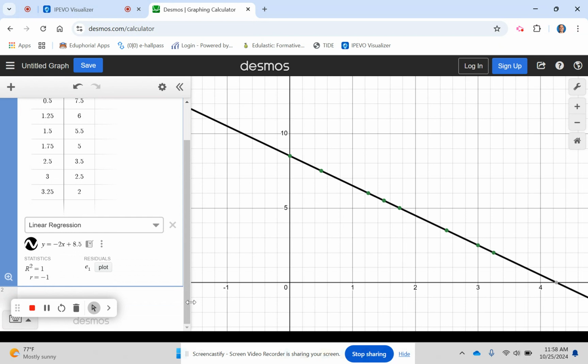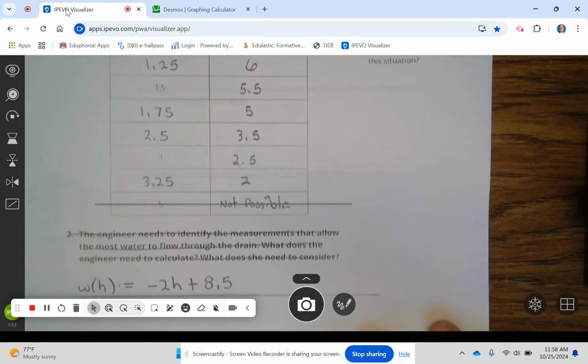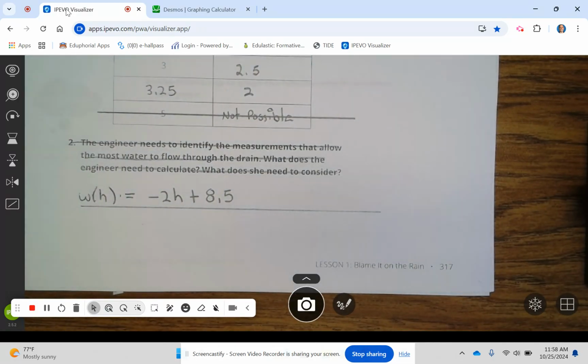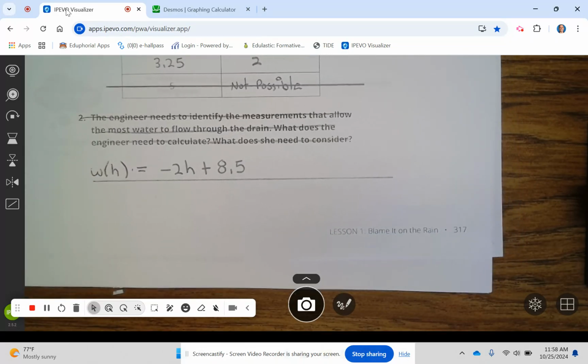And then there is our equation. Now we're going to use h instead of x. So w of h equals negative 2h plus 8.5. Go ahead and write that down. Let's take a look at the next page.